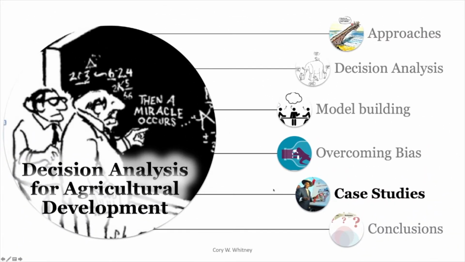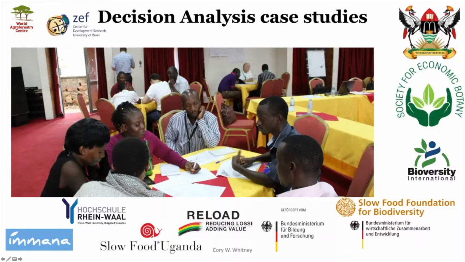Now for the promised case studies and conclusions, part 5 and part 6 of the mini-series. We've worked on these with a number of organizations, ranging from Slow Food to different universities and ministries and CG centers around the world. These two case studies took place in East Africa, in Kenya and in Uganda. Here we are in Uganda working on those tables that I talked about earlier in these roundtable workshops.